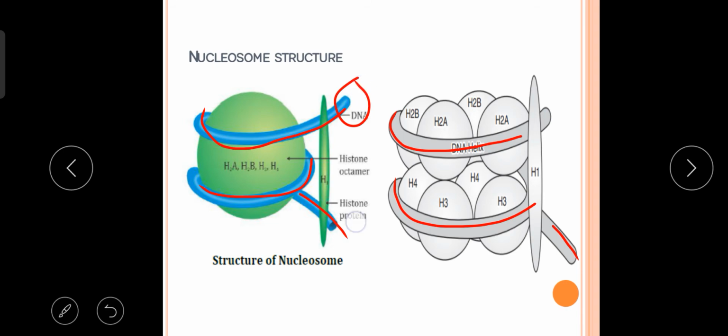The two last parts of this DNA strand are linked to another histone protein which is present outside the structure of the nucleosome, and the name is H1, histone 1. Remember, outside the structure of the nucleosome, where the two ends of DNA are joined or linked, that histone protein is called the H1 histone.